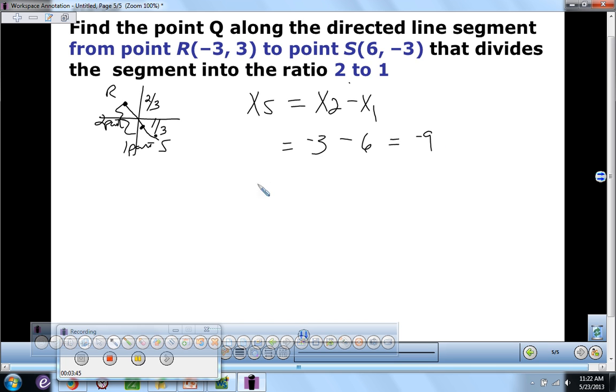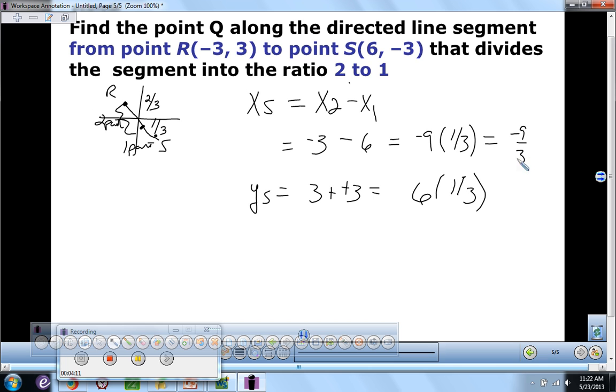And then the Y's. This would be Y1. This would be Y2. So it's going to be 3 minus negative 3. So it's going to be plus 6. Now we're a third of the way if we're going up from S. So we'll multiply this by a third and this by a third. So we end up with negative 9 over 3. That reduces to, sorry, negative 3.